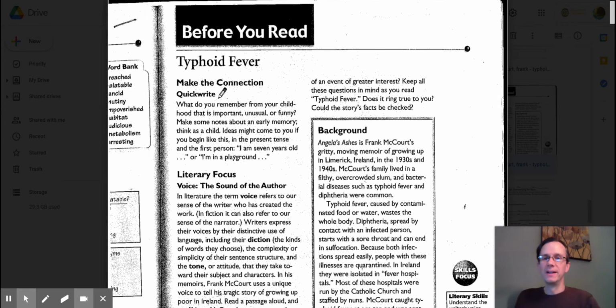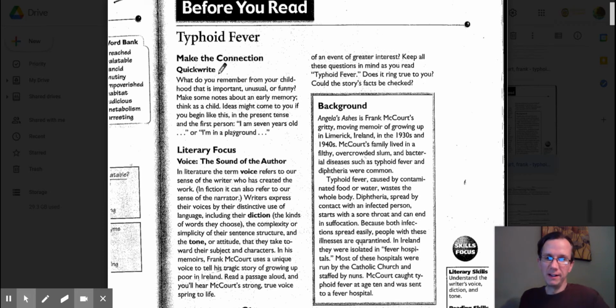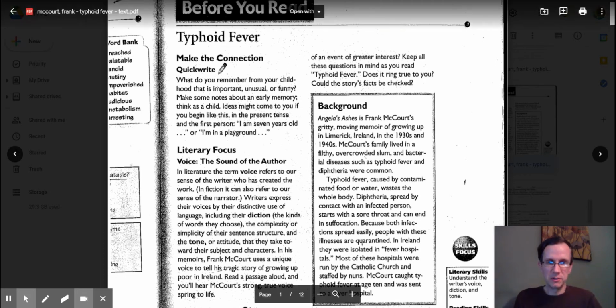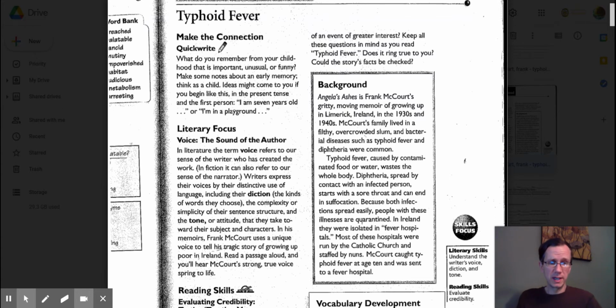The background for Typhoid Fever. There's some information that you need to know. It's critically important to understand the story. You see this background section when it gives you that in the textbook. Always keep an eye on that and do yourself a favor and read it, especially when you're taking a standardized test. A lot of students like to skip it, and a lot of times that really impedes your ability to understand the story.